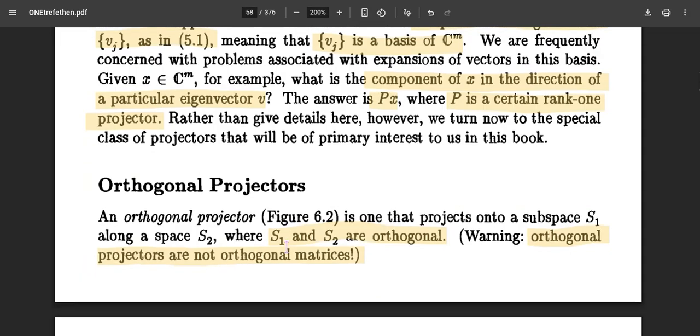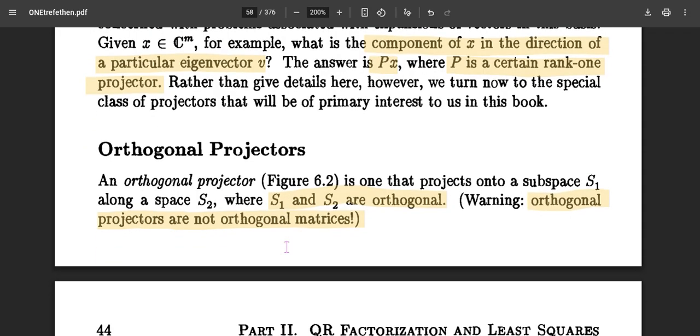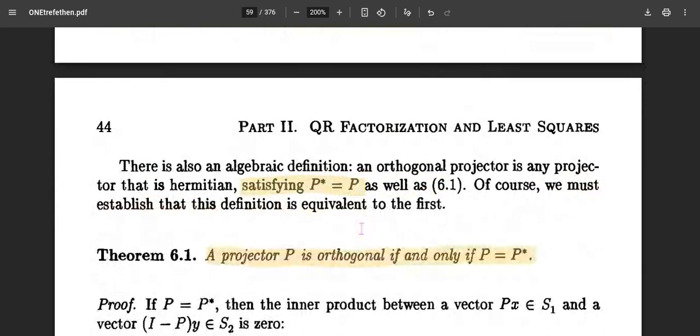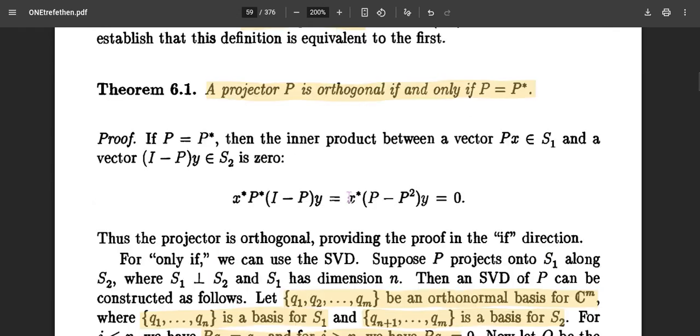The second one is: what about the special property? What about when the projector is orthogonal? The projector is orthogonal means that the two complementary spaces are orthogonal to each other. One important thing is that orthogonal projectors are not necessarily orthogonal matrices. The orthogonal projector can also come from arbitrary matrices. The only requirement for P to be an orthogonal projector is that it should be Hermitian, or symmetric, P transpose equal to P in the real case.